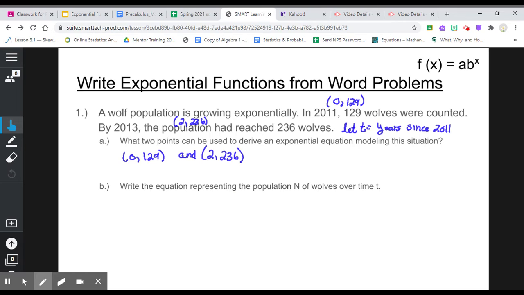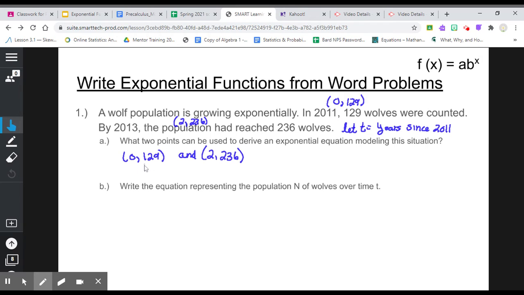Now we just need to write an equation to model the population N of wolves over time. What I would love for you to do, since you already know how to do it, is to pause the video, see if you can come up with that equation, and then you can replay and see if we are getting the same thing. So hopefully you've given this a try, you didn't cheat. Let's see if we were able to get the same thing.